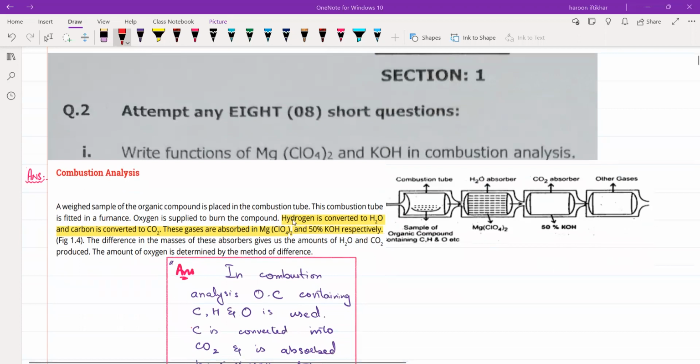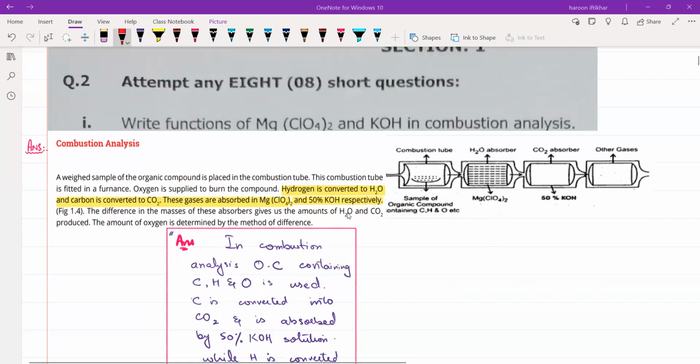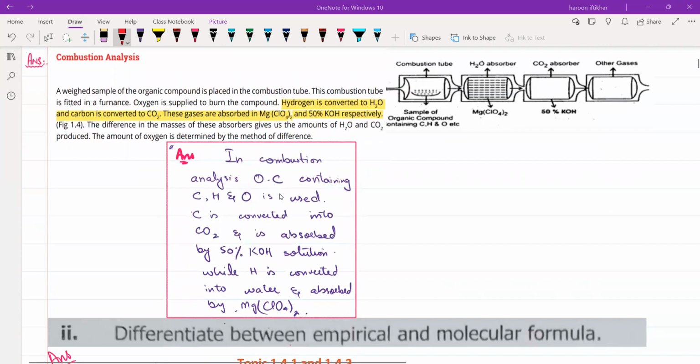So this is the book line, like you can see the highlighted line over here. Hydrogen is converted into water and carbon is converted to carbon dioxide. So in an organic compound, when we are analyzing carbon, hydrogen, and oxygen, when water is produced, it is absorbed by Mg(ClO4)2, and 50% potassium hydroxide is used to absorb carbon dioxide. So you have to write the answer in a very proper way.